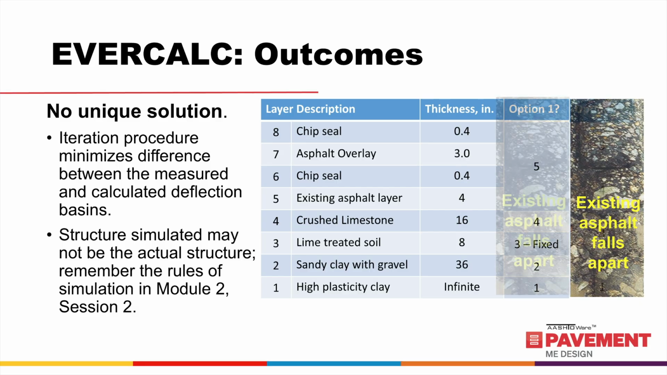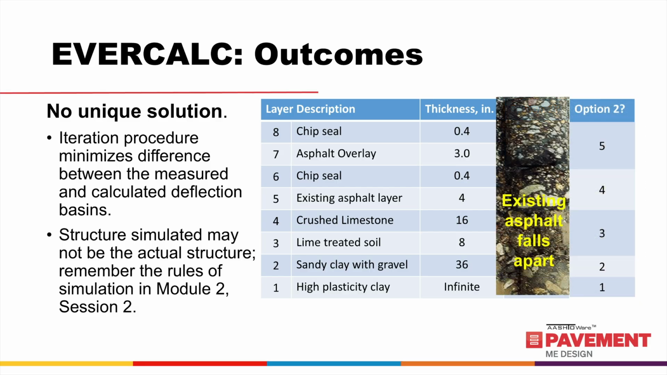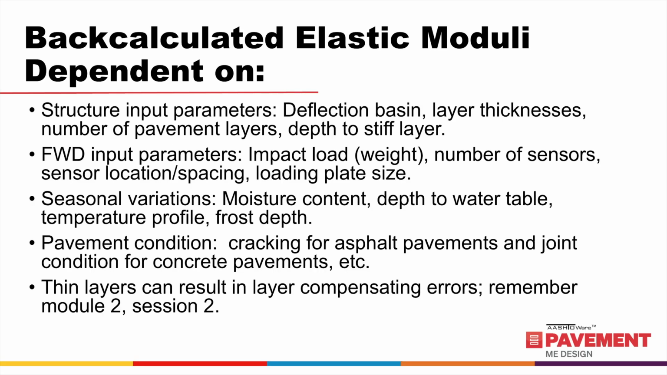This slide shows one possible option to simulate the pavement structure in back calculating the elastic layer moduli. Another option is to consider or combine the crushed limestone and lime-treated soil layers, especially if the lime-treated soil layer has sufficient lime to increase its strength and stiffness. In conclusion, the structure simulation is determined by the user based on the outcome of lower root mean squared error between the different simulations.